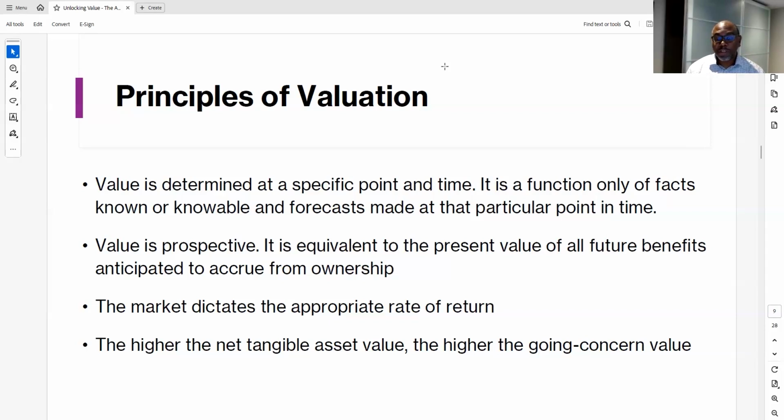Another key point is when we talk about intangibles and tangibles, when we look at the value of a business, the higher that net tangible asset value is, the higher the going concern value. The net tangible asset value is really taking the balance sheet and revaluing it to its fair market value, but looking at the tangible items that are on there. Your going concern, when you're looking at it from a cash flow perspective, should be higher than that, and that gap really tells you whether there's intangibles. So it's really the higher your net tangible asset value is, the higher your going concern value will likely be.